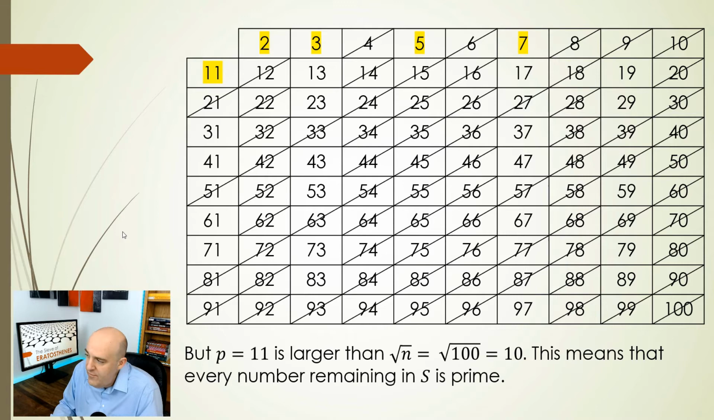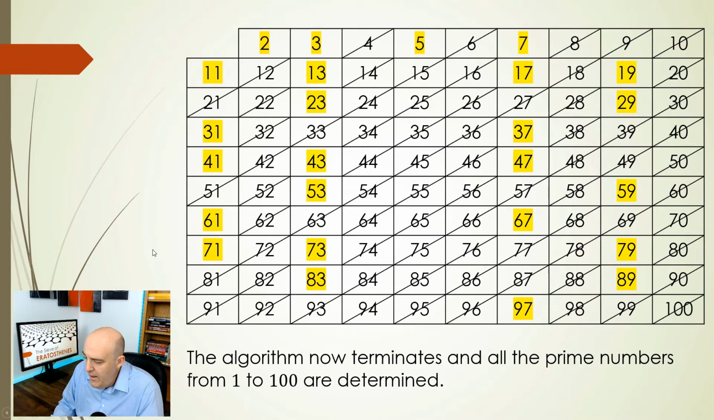We actually have all the primes now. The rest of the numbers in the list, like 67 and 71 here, 17, these are all necessarily prime. And we terminate the algorithm now, and here we are. The set of prime numbers from 1 to 100 are determined.